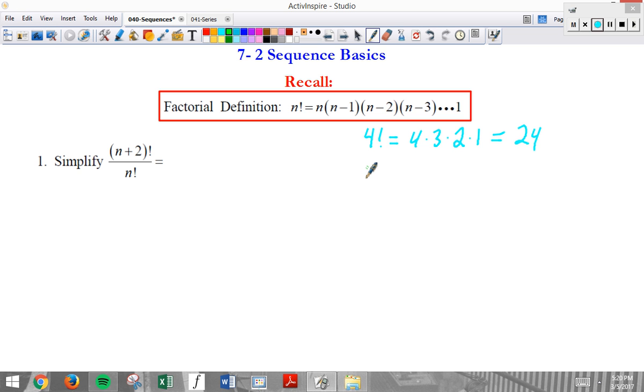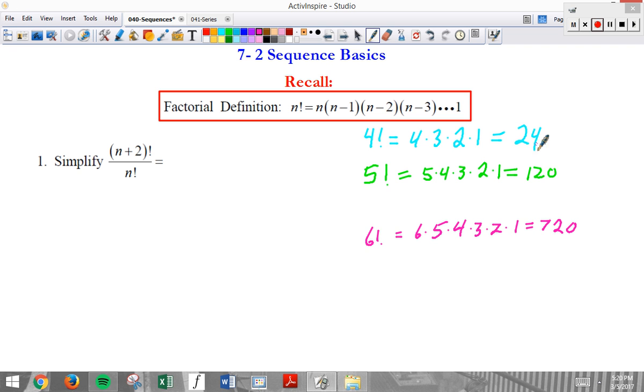It would help. 5 factorial. 5 times 4 times 3 times 2 times 1. 120. I'm going to leave a space for undisclosed reasons. 6 factorial. 6 times 5 times 4 times 3 times 2 times 1. That would be 720. How am I doing this so fast? I multiply that by 5, I multiply that by 6.